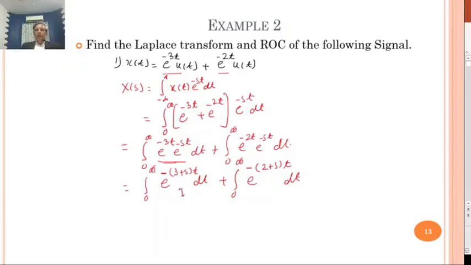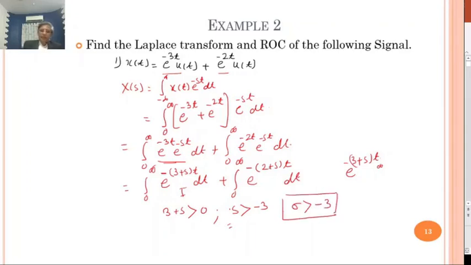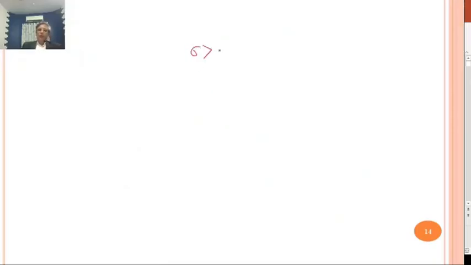Now here for the first term as well as for the second term, the t is infinity. Means if we consider for the first e raised to minus 3 plus s into t, and if t is infinity positive value, this is negative, means 3 plus s should be positive. Means when 3 plus s is greater than 0, that time this negative, this is positive, that becomes negative, and that signal is absolutely integrable. Means this real part, we will write s should be greater than minus 3, and s is the real part, sigma, means sigma should be greater than minus 3 for the first term. Similarly for the second term, sigma should be greater than minus 2.